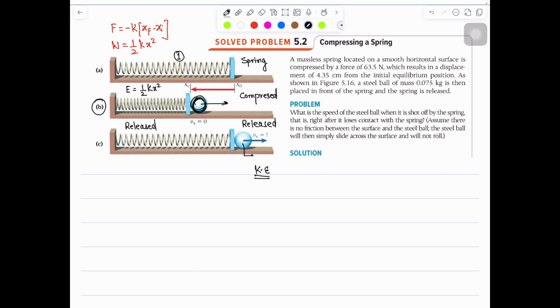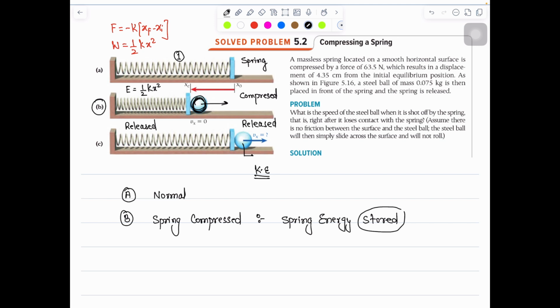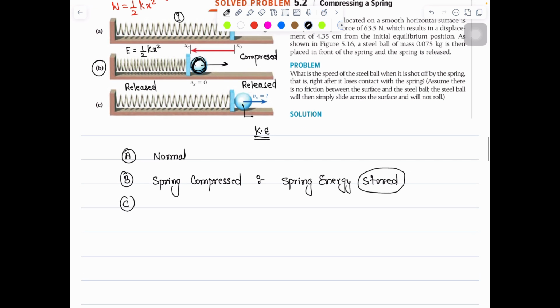So only if you understand these things. Case A, this is called normal, nothing has been done. Case B, spring compressed. If the spring is compressed, then what will happen? Can I say the word is called spring energy? Spring energy stored. Focus on this word, stored. Clear? And in case C, what will happen? Spring releases its energy.